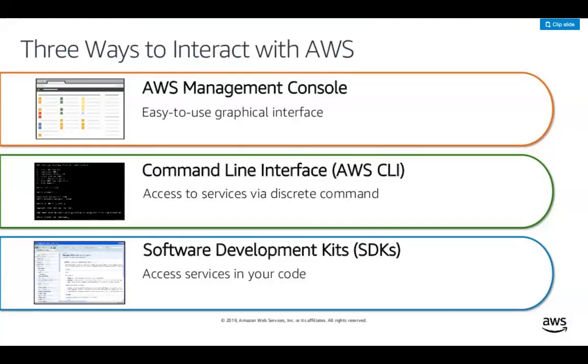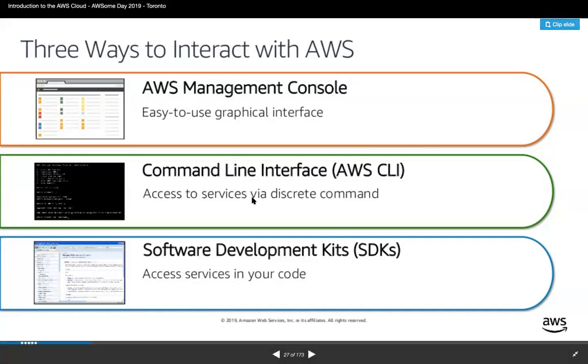Okay, so now how do you interact with AWS, right? There are three ways in which you can interact with AWS. One is the management console website, a web application. You just go to aws.amazon.com, and then you can log in and perform all functions in AWS using a graphical user interface.